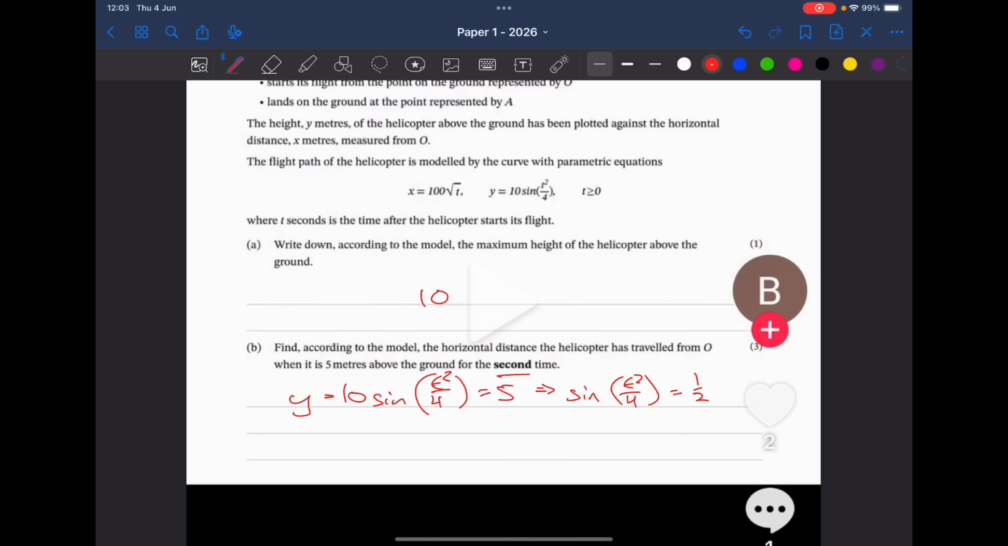So if we do inverse sine of a half, what do we get? Well, the first solution is 30 degrees. The second solution is 150. So when we work with this, we need to work with 150.